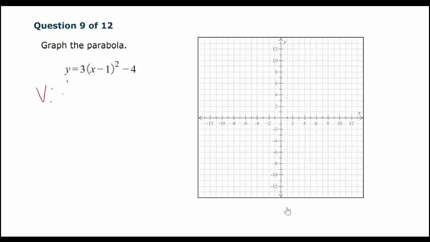So the vertex x value is the opposite of what is given, so it will be 1. And the k value is -4. So that is the vertex for this question. So the vertex is x value 1, y value -4. So this is the vertex.